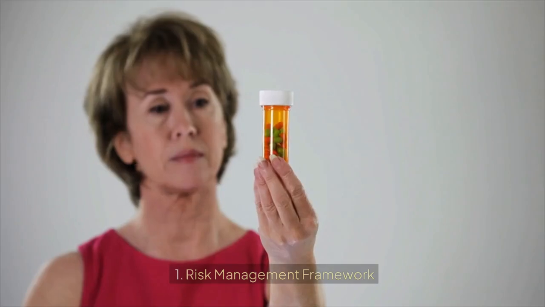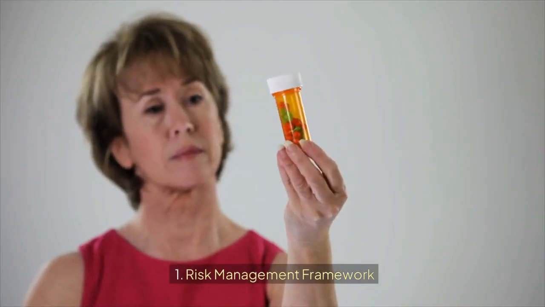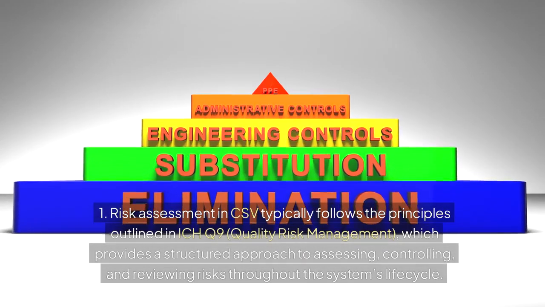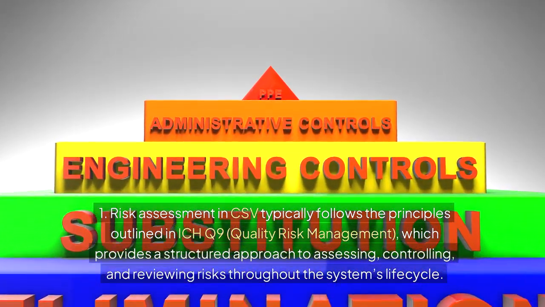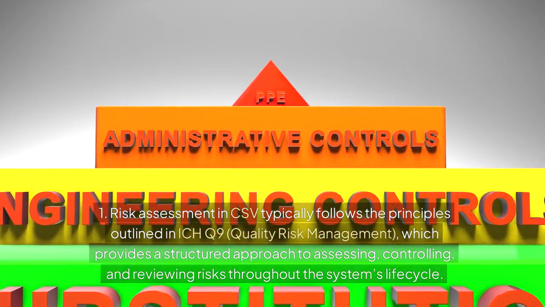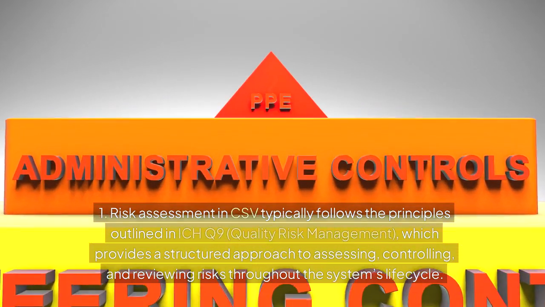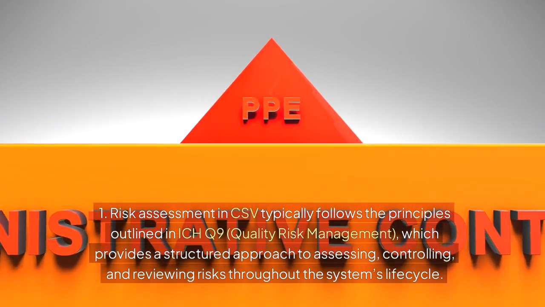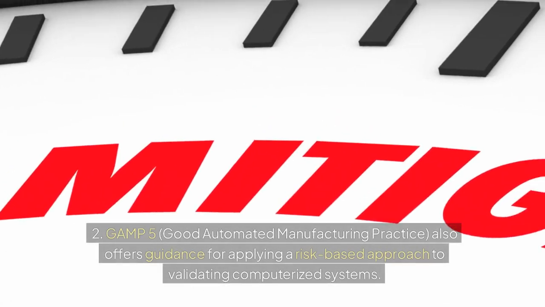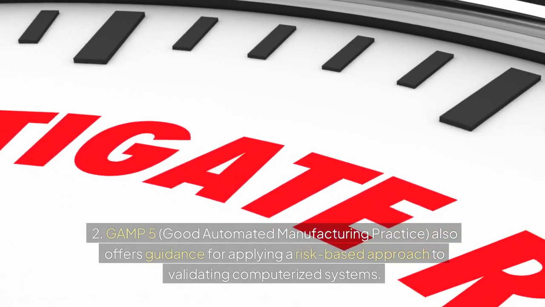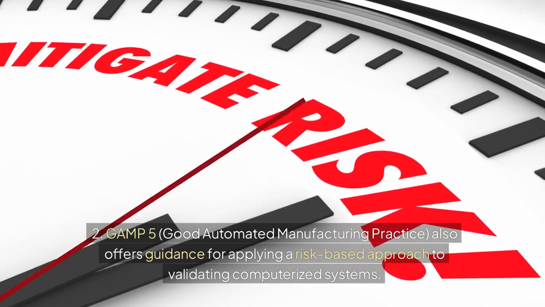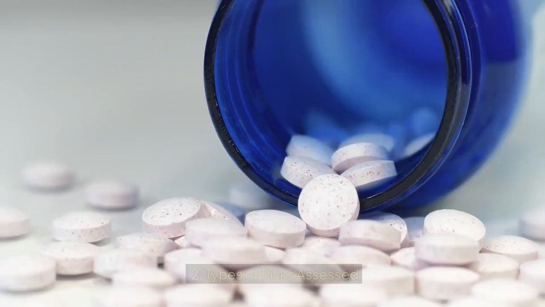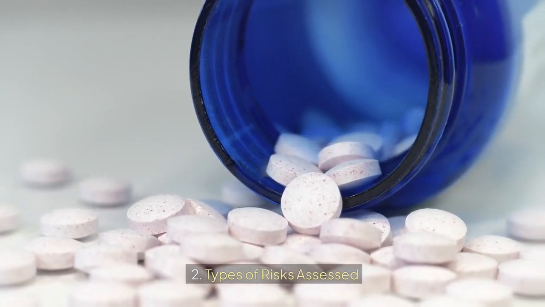Here is an overview of the key elements involved in risk assessment for CSV in the pharmaceutical industry. 1. Risk management framework. 1. Risk assessment in CSV typically follows the principles outlined in ICH Q9, Quality Risk Management, which provides a structured approach to assessing, controlling, and reviewing risks throughout the system's lifecycle. 2. GAMP 5, Good Automated Manufacturing Practice, also offers guidance for applying a risk-based approach to validating computerized systems. 2. Types of risks assessed.